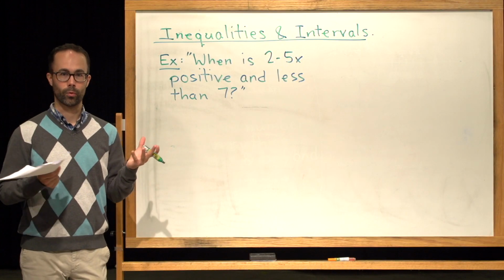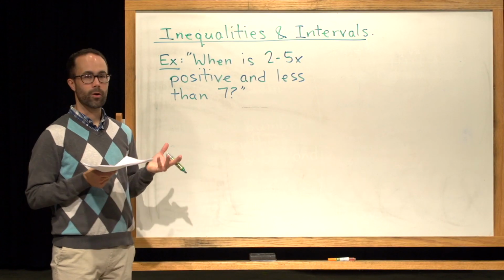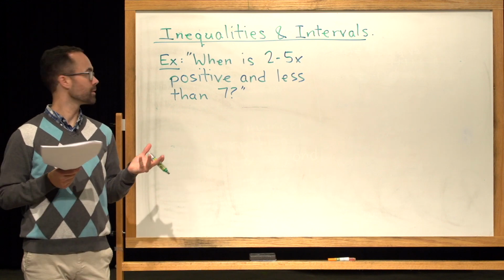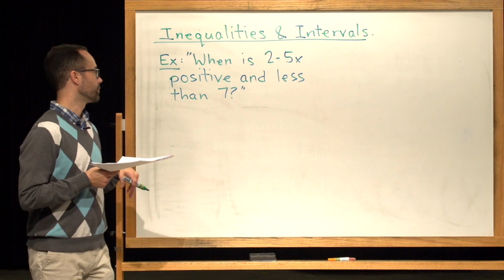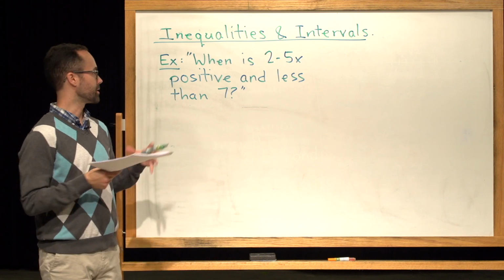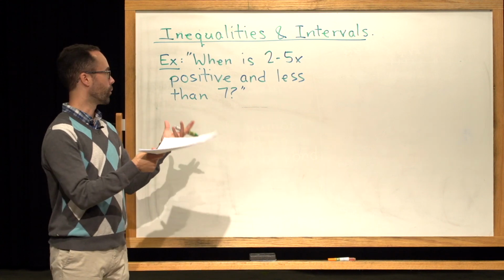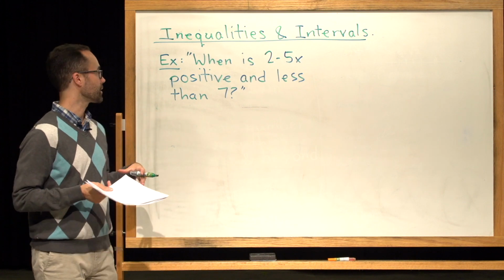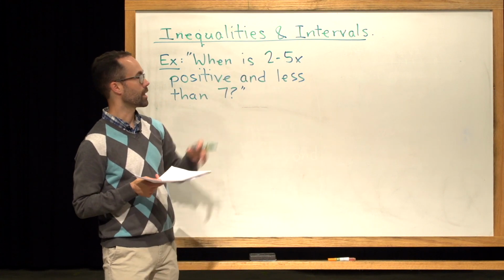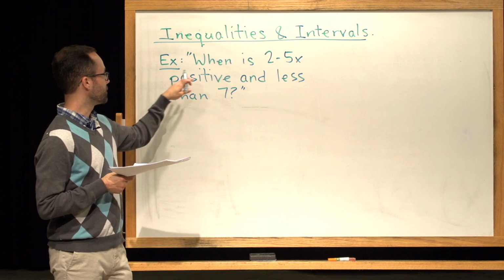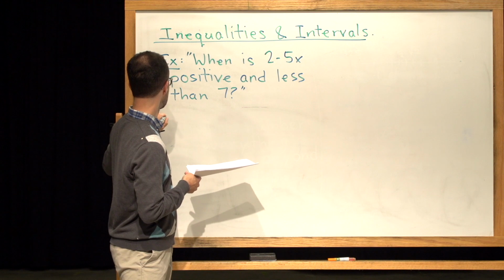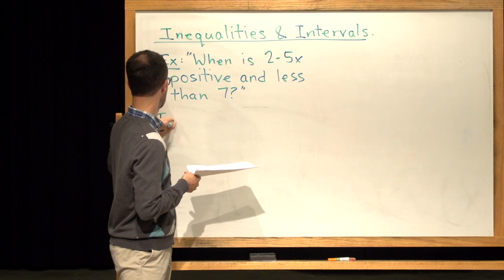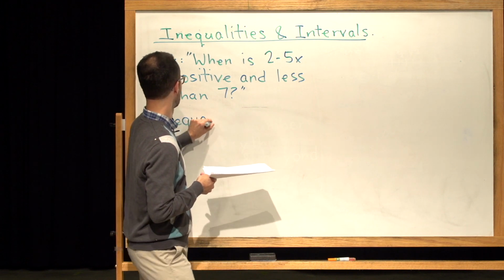For our first example, let's look at this question. I've written it out in words. So we would like to know when 2 minus 5x is positive and less than 7. So the first thing to do in a problem like this is to take it out of the written word and put it into written mathematics. So first of all, we're looking at 2 minus 5x. We want it to be positive. So in inequality form, let's write out the inequality below.